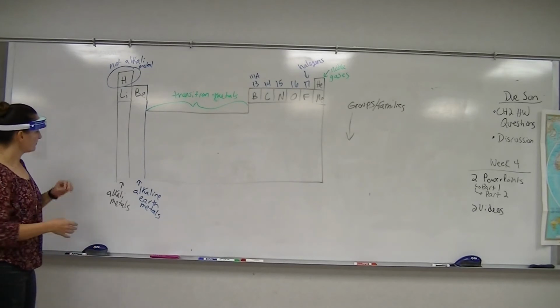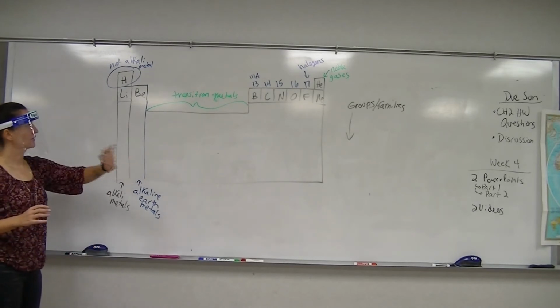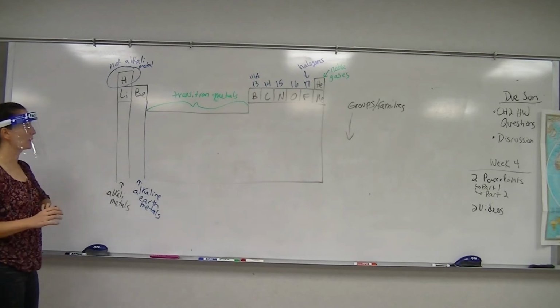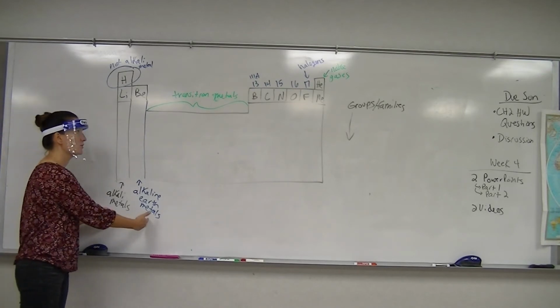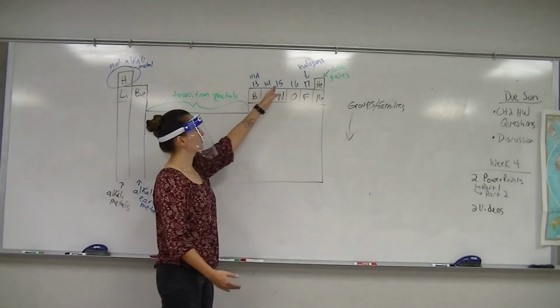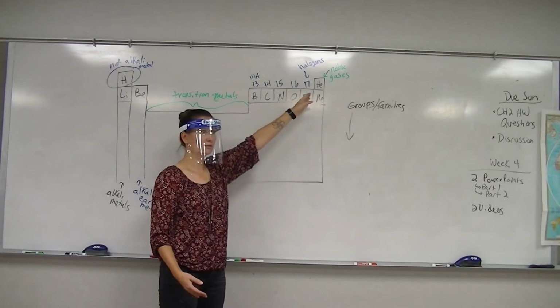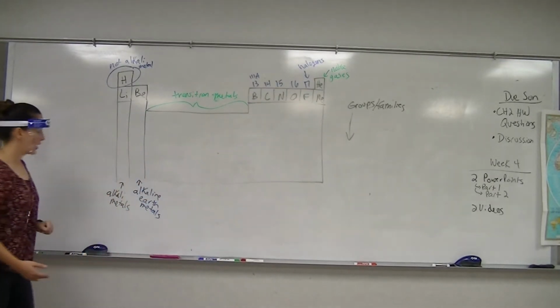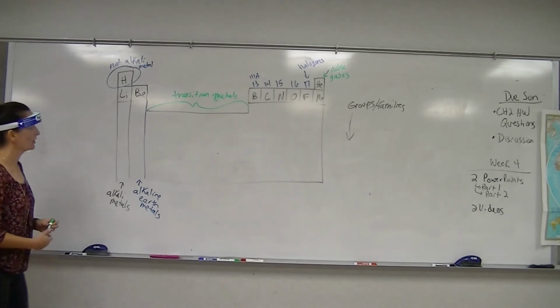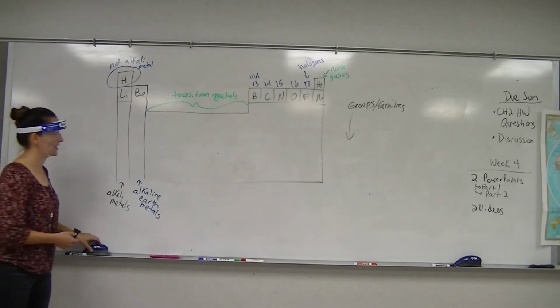So you should be able, given any of these elements, to tell me what group it's in. If it has a common group name, use that. If it does not, you would just use the number above that row. Okay? So what we're going to look at next is where the metals, nonmetals, and metalloids are.